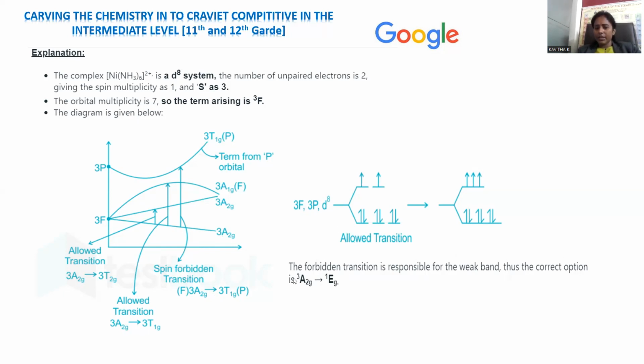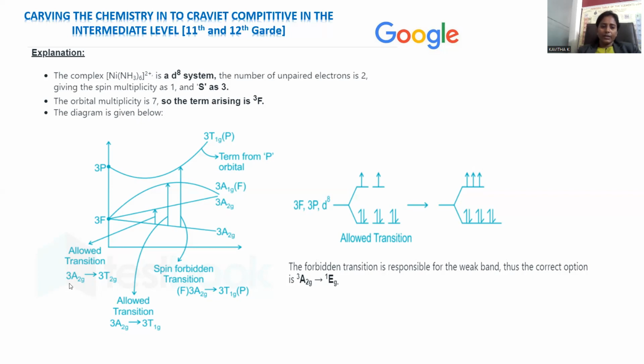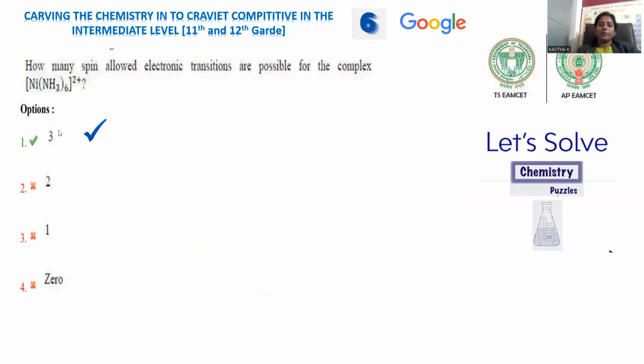And if you observe this one, 3A2g to 1Eg. This is another kind of transition which is spin-forbidden. So the possible spin-allowed transitions for this nickel hexammine dication will be taken as: one is 3A2g to 3T2g, 3A2g to 3T1g, and 3A2g to 3T1g. This is the way we can answer. By this, three possible spin-allowed transitions are there. For question number 6, option number 1 will be the correct answer.